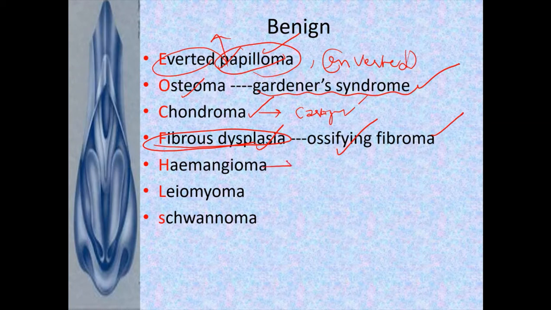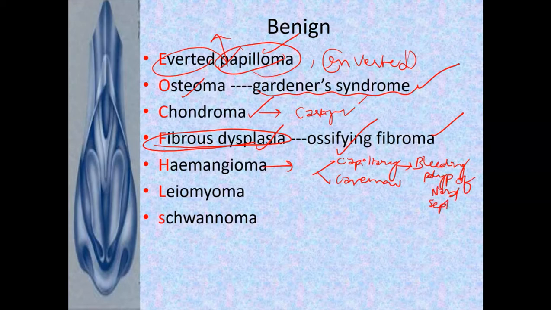And there can be hemangiomas, that is capillary hemangiomas and cavernous hemangiomas. Capillary hemangiomas present as a bleeding polyp of the nasal septum. We should keep it in mind. Capillary hemangioma: bleeding polyp of the nasal septum.